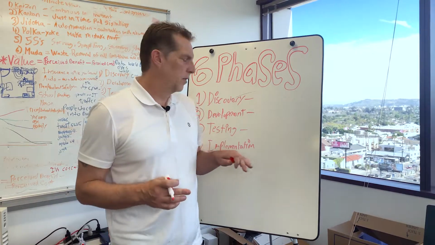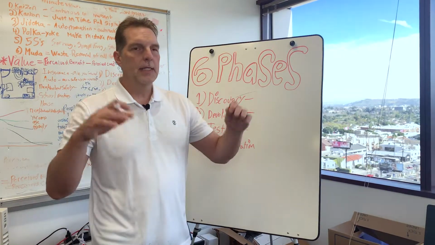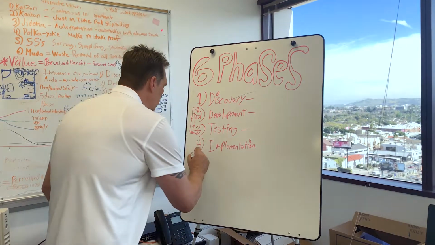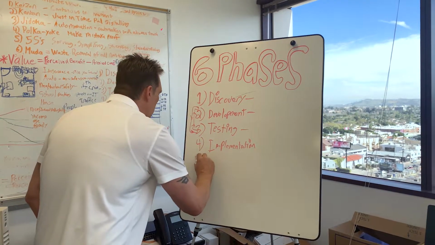But you're not done yet. You've implemented it. It's now live and out on the internet. What do you do next? Important number 5 in the phases, it's called cleanup.